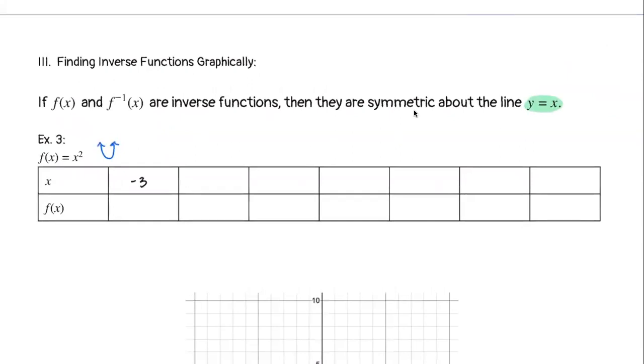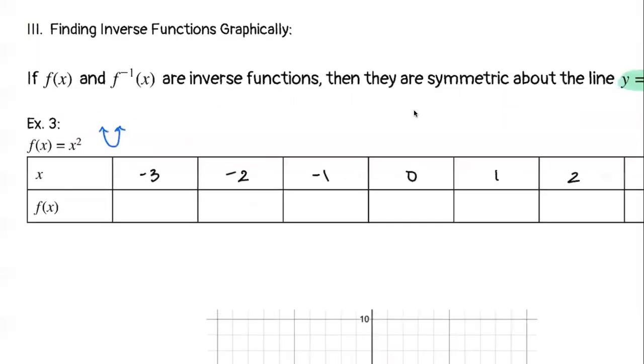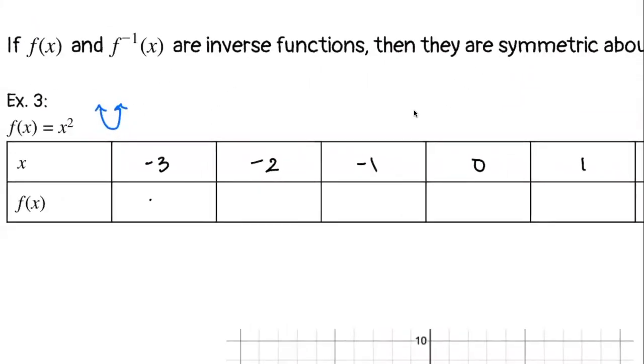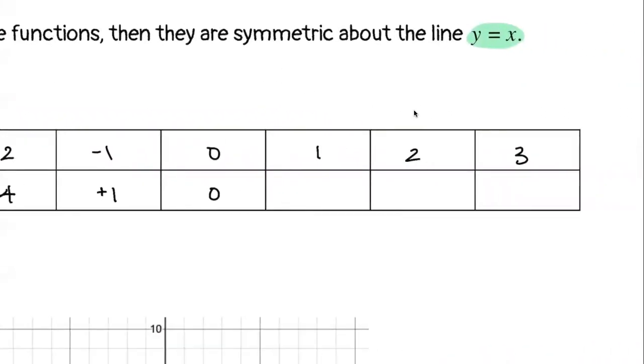So let's pick some values here. I'm going to pick -3, -2, -1, 0, 1, 2, and 3. I'm going to take each of these and plug it into the function f of x equals x squared. So when I take -3 and I square it, I get +9. If I take -2 and square it, I get +4. -1 squared is +1. 0 squared is 0. Now let's look at the positive x values. 1 squared is +1, 2 squared is +4, 3 squared is +9.